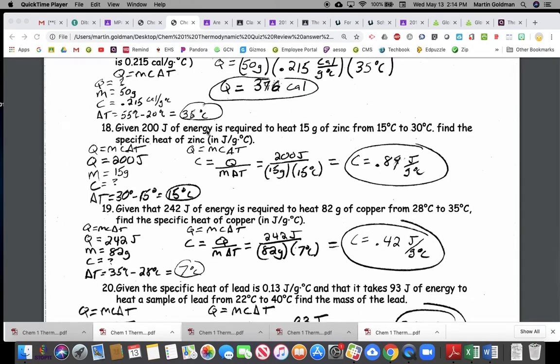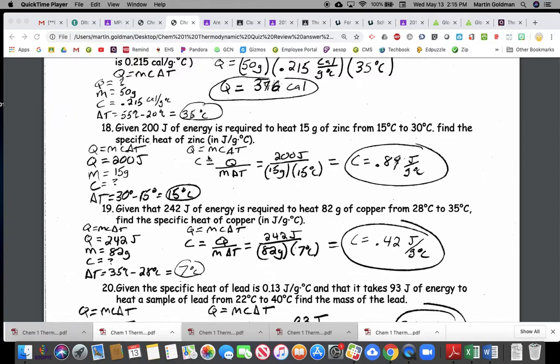So now we have another similar equation, except here we have joules. We're given our joules, but we're looking for the specific heat, so we're looking for the c. So here's our equation, Q equals mc delta T. What's the Q? Q is 200 joules. Not calories, joules. That's okay. The mass is 15 grams, which it tells us right here. We have the c, which is heat capacity. I don't know, we're looking for that. That's our unknown. And delta T is the change in temperature, 30 minus 15, which is 15 degrees C.